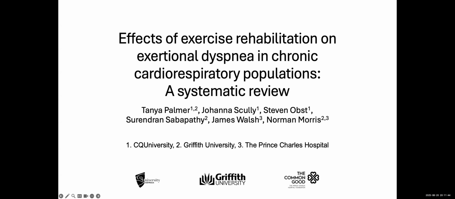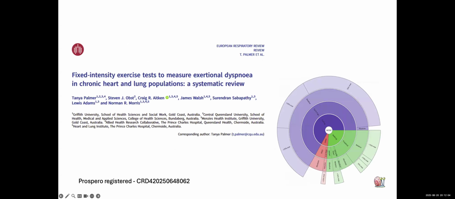Like Andrew said, I'm presenting today on a systematic review that we're still currently completing, so it's quite emerging. It follows on from Isaac's presentation. This systematic review is sort of a part one of the larger systematic review that we published back in 23, looking at the fixed intensity exercise test to measure exertional dyspnea in chronic lung and heart populations. For those of you who don't know, the lovely starburst chart that's becoming quite popular.